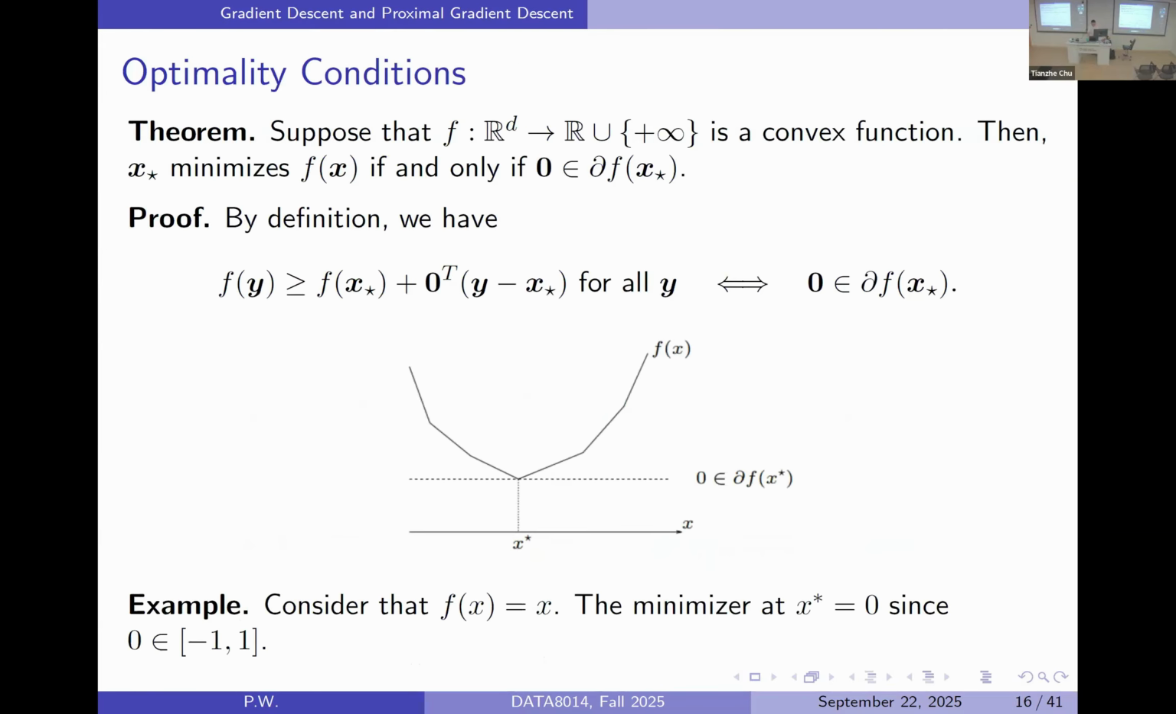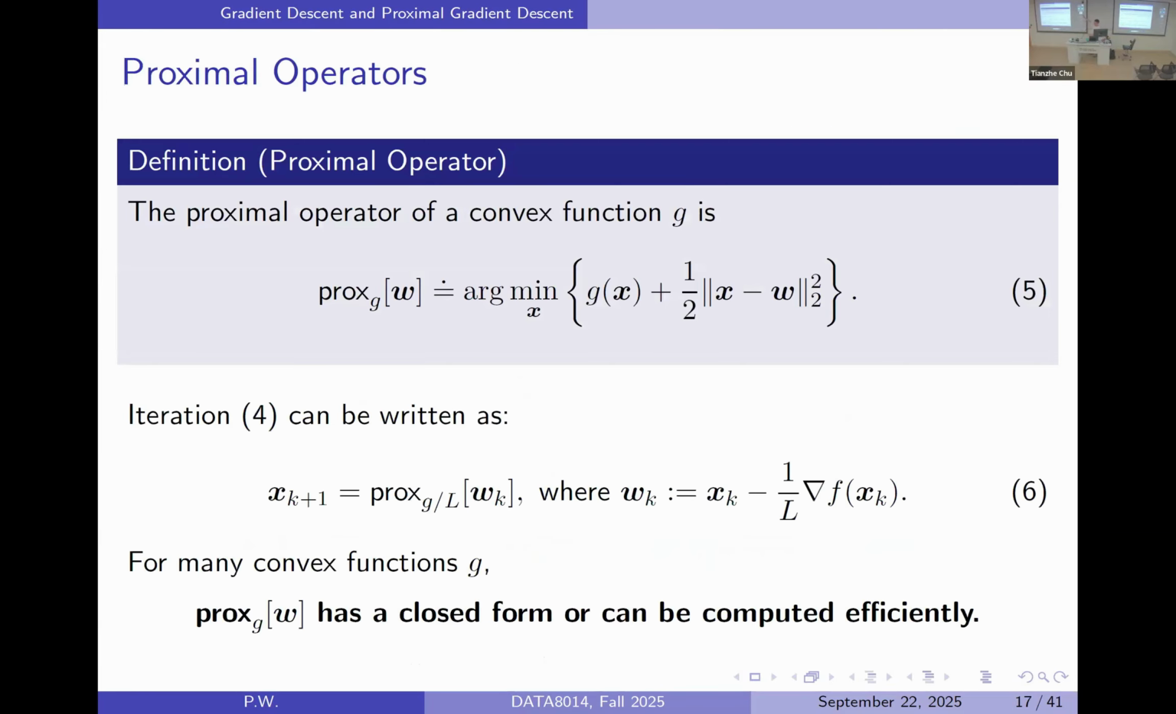Then we can further define the proximal operator of a convex function as follows. Note that this is just a notation. This notation means that we want to compute the global minimizer of this convex problem.